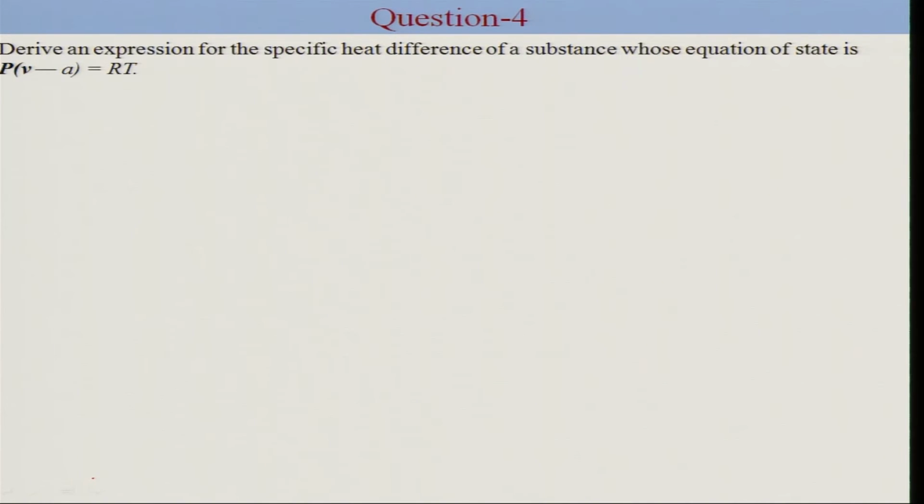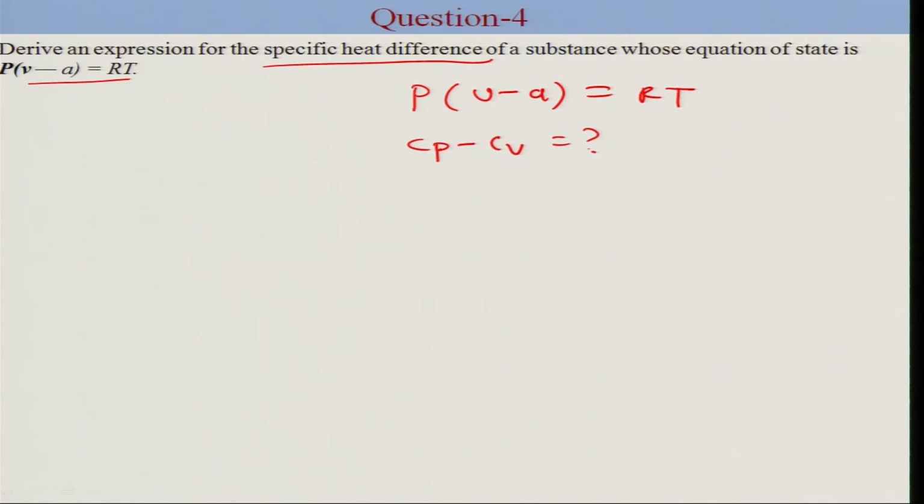Now, moving to the next question. Derive an expression for the specific heat difference of a substance whose equation of state is this. It is given that the equation of state is PV minus A equal to RT, and now we have to determine the Cp minus Cv value. Since we know Cp minus Cv is equal to beta square Tv upon kappa, where beta is the volumetric expansion coefficient, kappa is the isothermal compressibility factor.